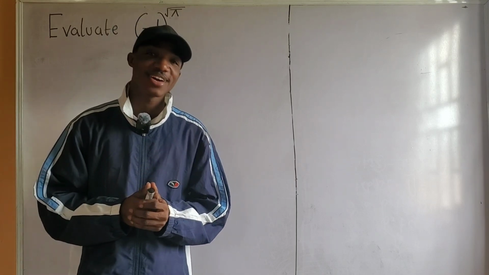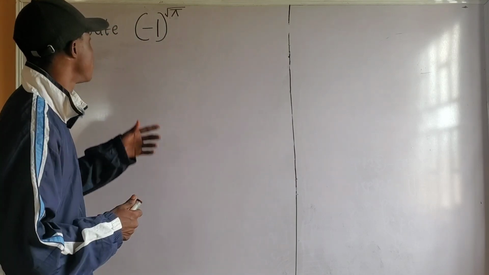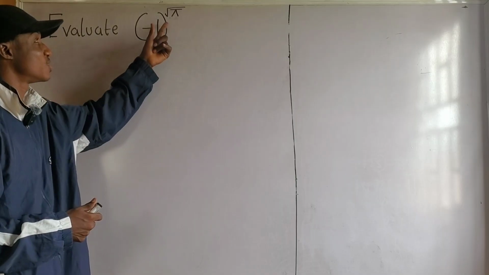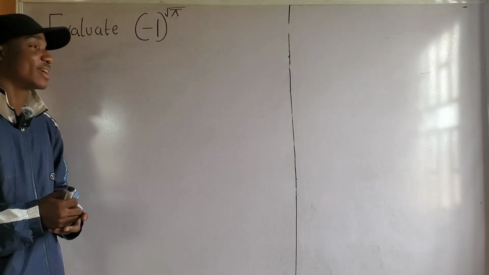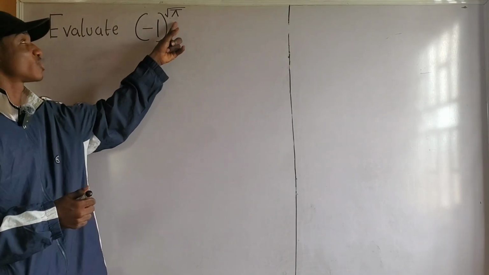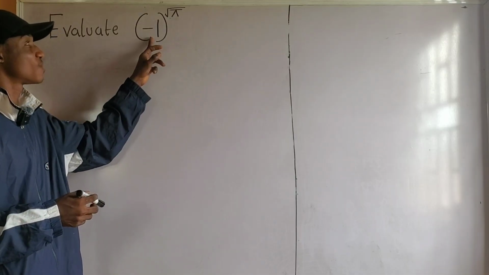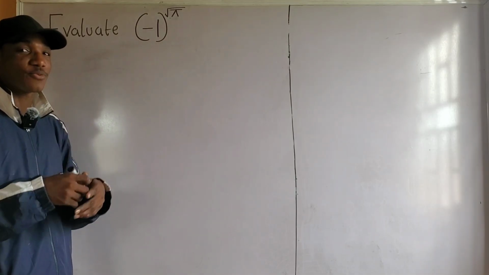Welcome back. In this class, we are going to learn how to evaluate -1 to the square root of pi. To evaluate -1 to the square root of pi, let us rewrite it in a more meaningful form.